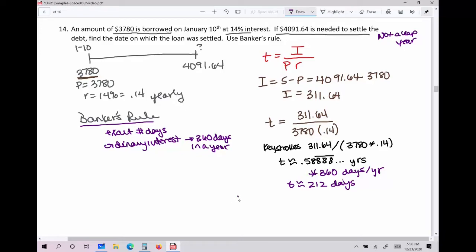So we start at January 10th. We're trying to figure out where we end up, and we have 212 days to spend. In January, we'd have 21 days left, because we're using exact number of days. In February, we'd have 28. March, 31. April, 30. Sorry, I skipped May. It's easy to skip a month, so be careful. May 31, June 30, July 31.